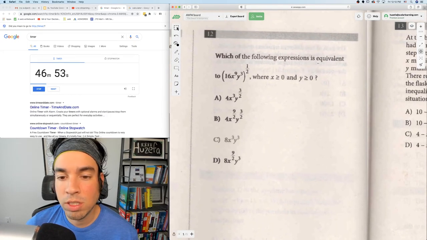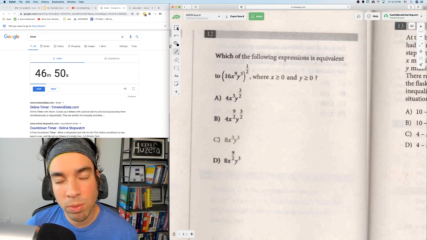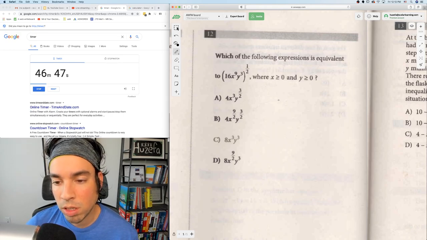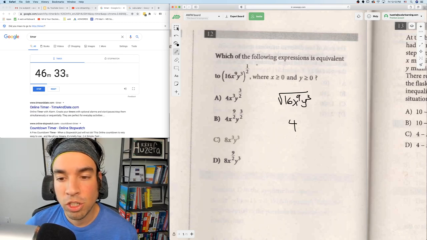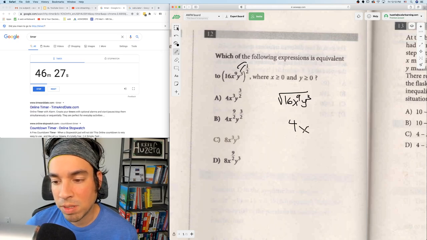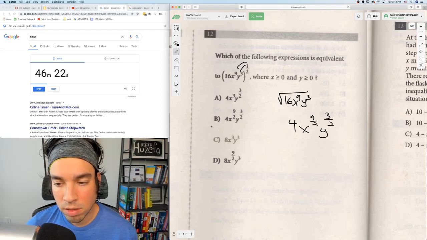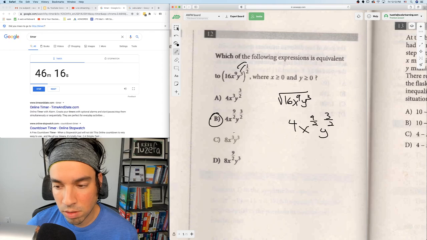All right, 12. Which of the following expressions is equivalent to this? 1/2 power, by the way, is basically the square root. So all we're doing is square rooting this whole thing. The square root of 16x to the 9th y cubed is simply 4, because the square root of 16 is 4. Square root of 9 is, oh, you know what? They just distributed the exponent. They didn't turn it into radical form. They kept it in rational. So we're multiplying. That becomes x to the 9/2, and that becomes y to the 3/2. So it is this one. That's it.